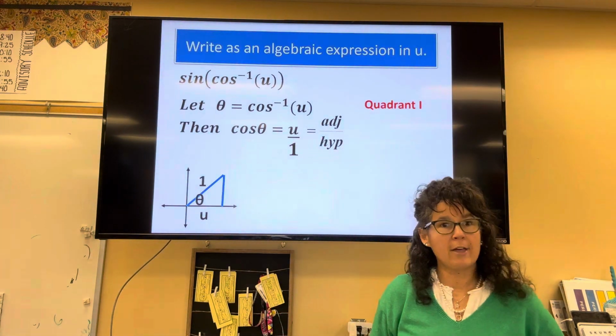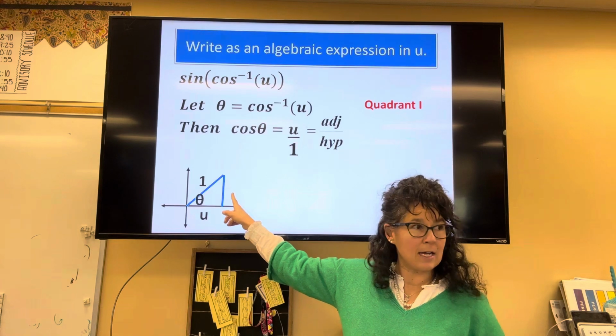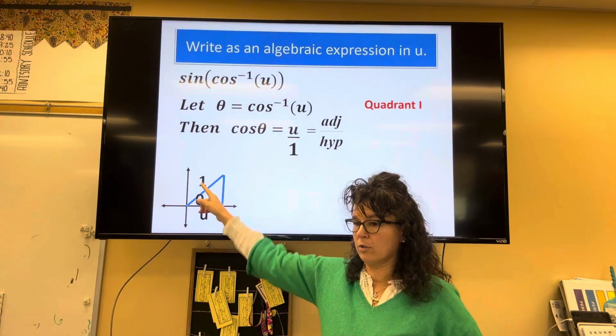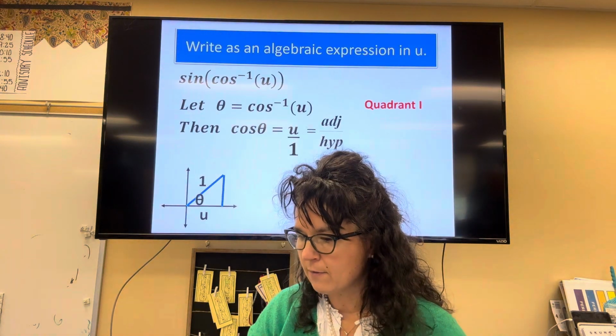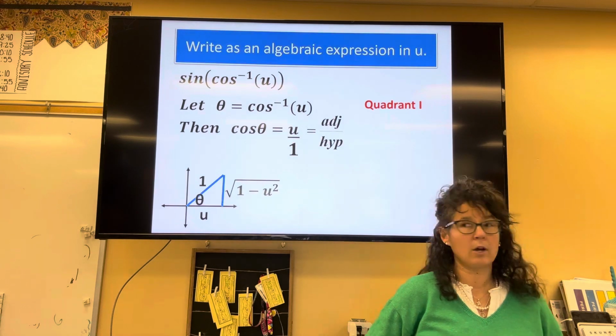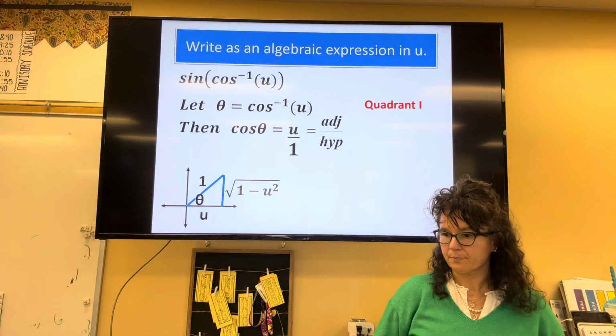We want to use the Pythagorean theorem to find this missing side. So u squared plus unknown squared equals 1 squared. And if you solve for the missing side, you're going to get the square root of 1 minus u squared.